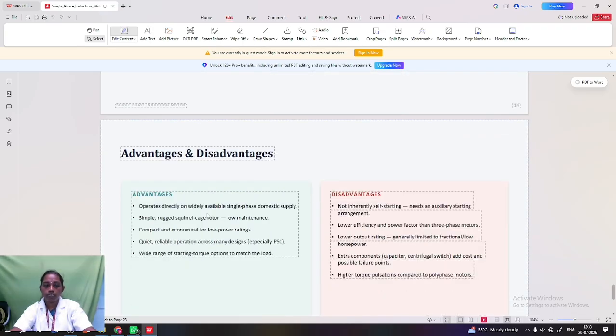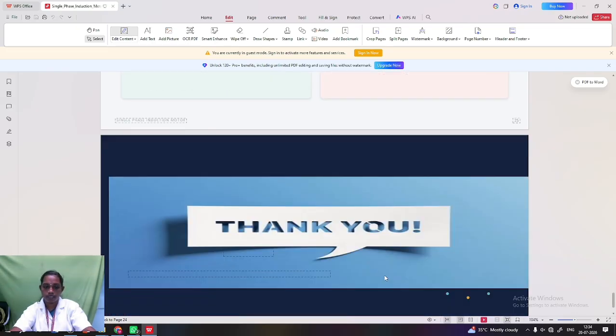Okay, advantages and disadvantages of the induction motor. Advantages: it operates directly on the widely available single phase domestic supply, is compact and economical for low power ratings, has a wide range of starting torque options to match the load, and provides quite reliable operation across many designs. Next, disadvantages: it has lower efficiency and power factor than the three-phase motor, and a low power rating, generally limited to fractional or low horsepower, and higher torque pulsations compared to polyphase motors.